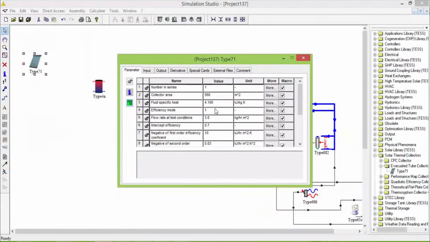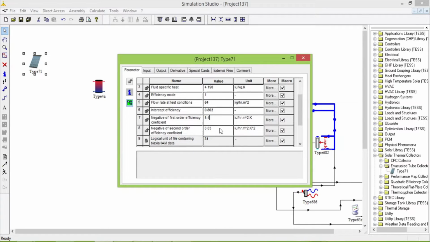Okay, let's go to flow rate at testing condition: 64. Intercept efficiency is 0.802. A1 is 5.4 and A2 is 0.00576.